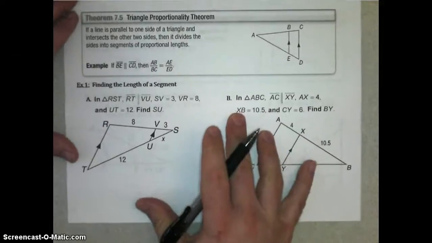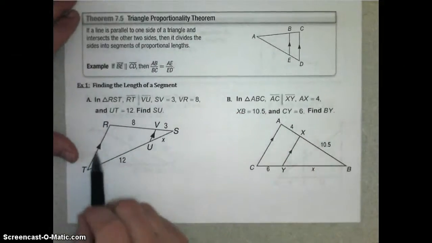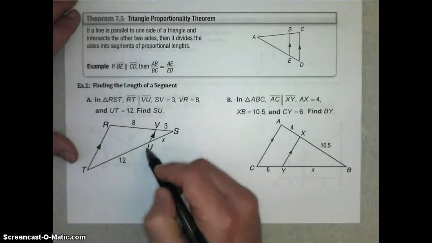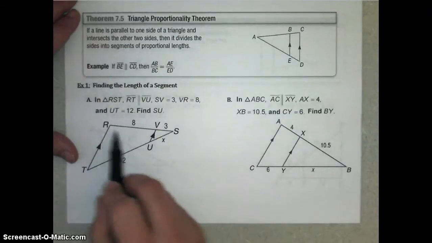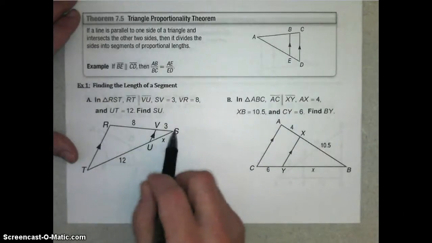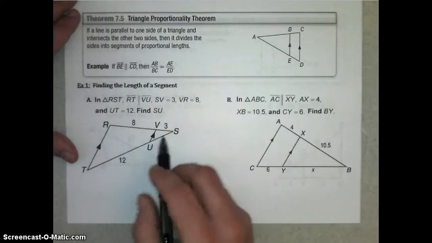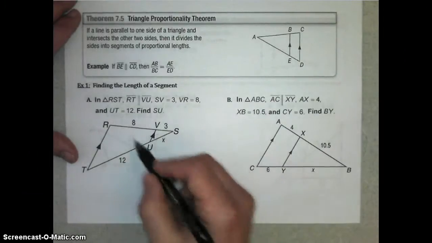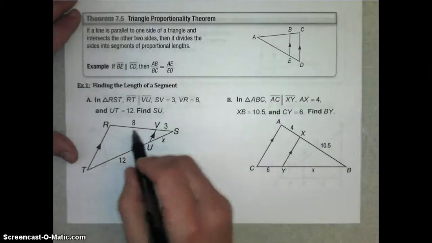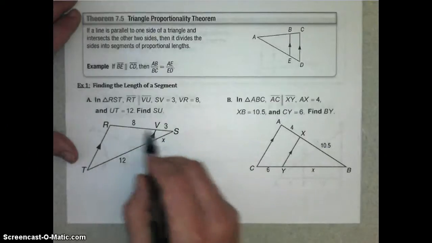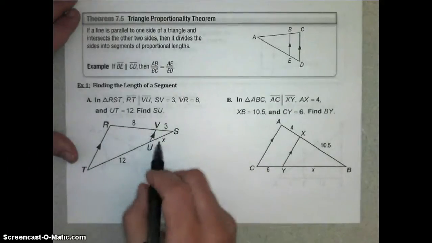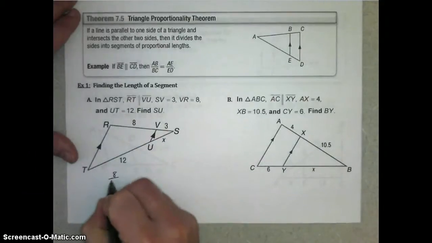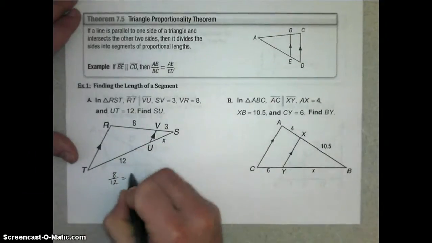So in our first example, we have triangle RST. We have RT parallel to VU. And then SV is 3 and RV is 8. UT is 12. We should be able to find SU, so we're going to call that X. Well, since these are parallel lines, we know that they separate these sides of the triangle proportionally. So we can set up our ratio real easily. We can compare 8 to 12, and that should equal 3 over X.